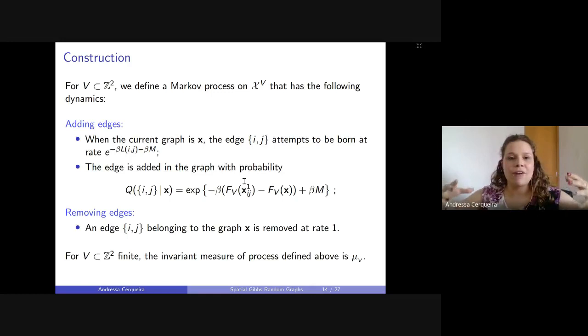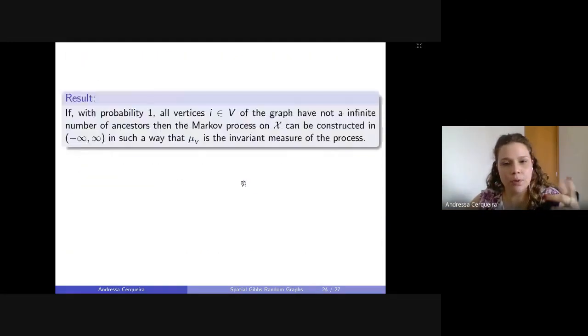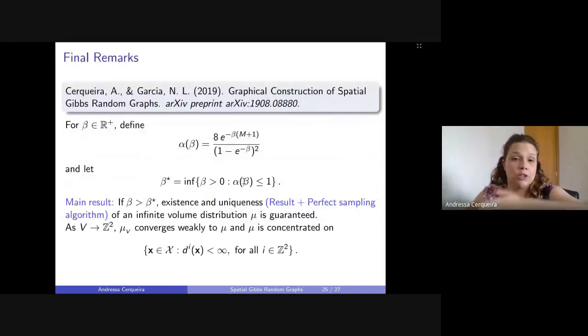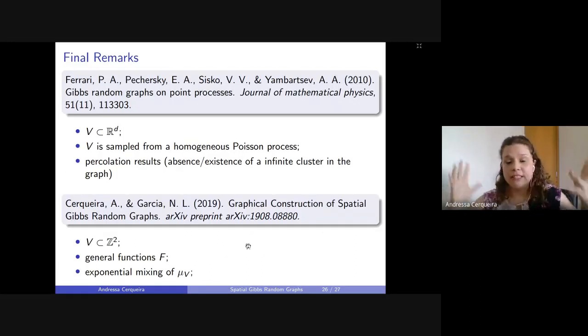So now I will have a graph with a lot of edges, so this graph dominates the process that we want, and for this dominating process, it's easier to prove that the measure is concentrated on graphs with finite degree. And then this is the same for our process, because the other process dominates the process that we are interested in. So this is the idea of how we did this construction.